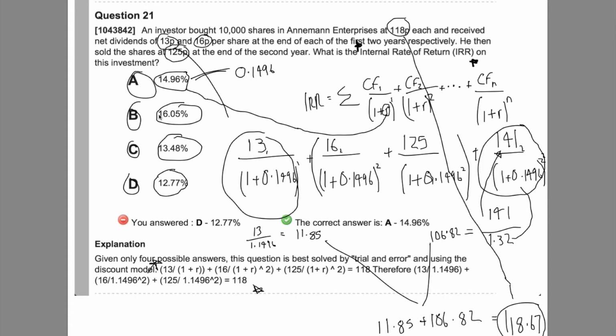And you will see that if we start plugging in 16.05, we'll actually start getting a smaller figure than 118, maybe 116.5. If we plug in 13.48, we will start getting over and above 118, maybe 119, and 12.77 is going to give us a bigger number, maybe 122, something like that. So our best bet here is to use 14.96.